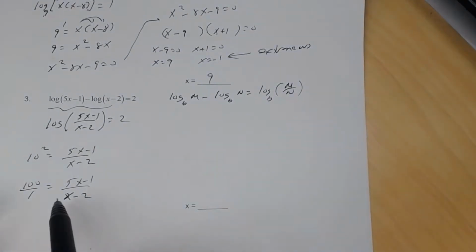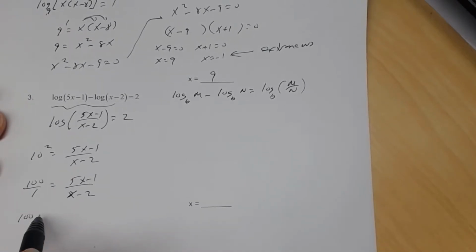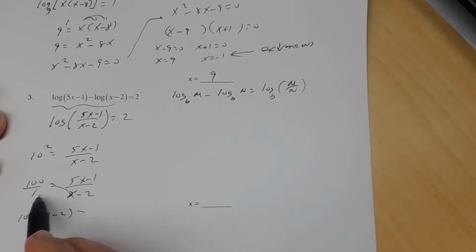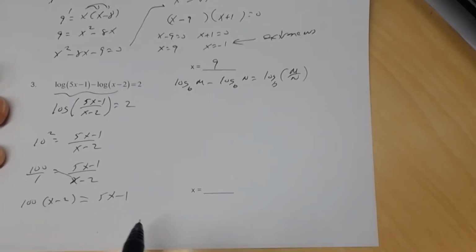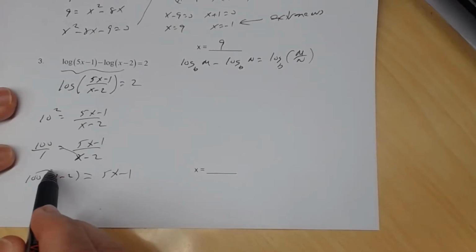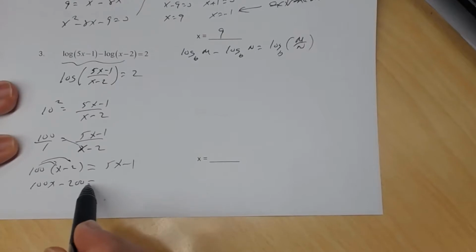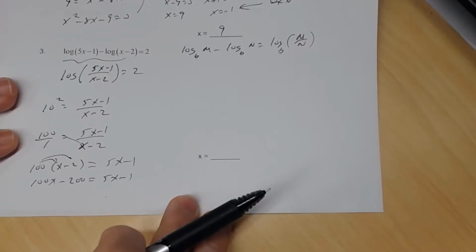Now this is a proportion. A few semesters ago, you learned that when you have a fraction equal to a fraction, you can solve this by cross multiplying. So you would get 100 times x minus 2 equals 1 times 5x minus 1, which is just 5x minus 1. And when you distribute, you get 100x minus 200 equals 5x minus 1.